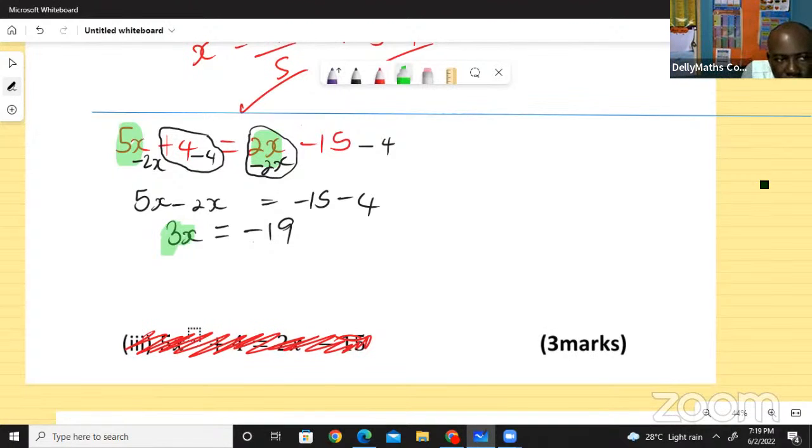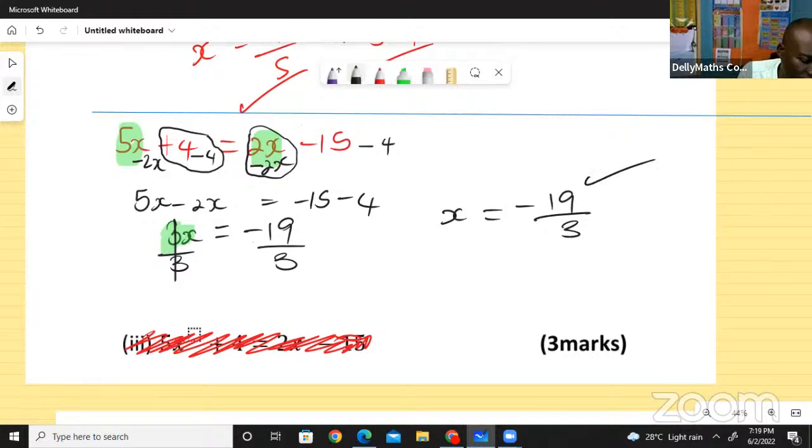So finally, what we're going to do here is divide both sides by 3. There it is. So x is actually equal to negative 19 over 3. That's fine. That's a final answer. For some of you who always want to work in decimal, it's negative 19 divided by 3 on your calculator. All right. And it is approximately negative 6.33.